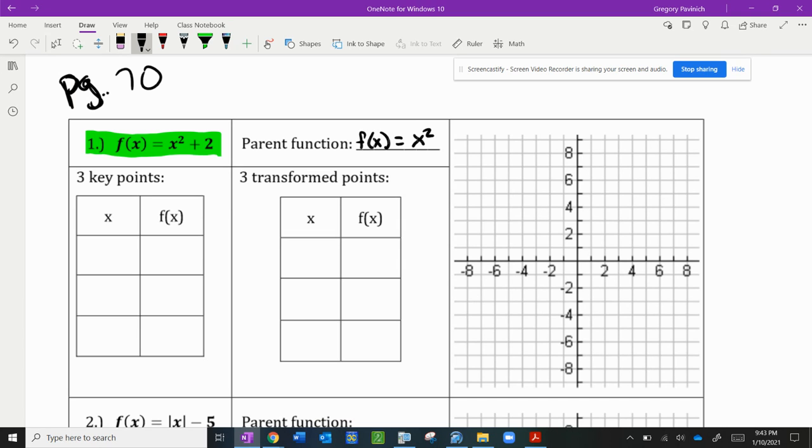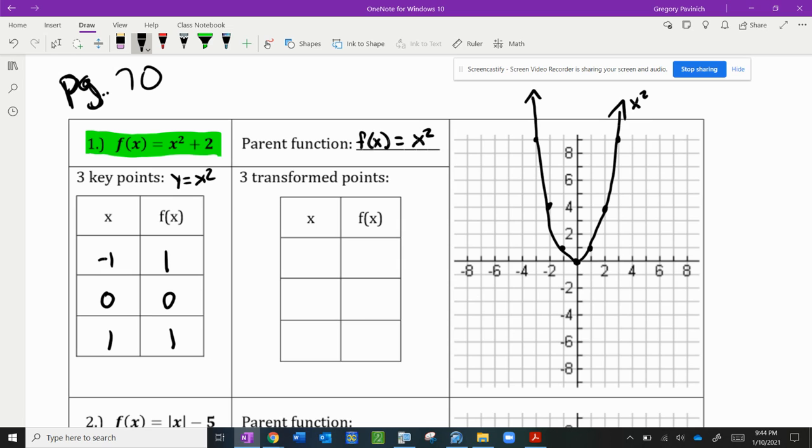And so we're going to plug in the 3 key points to our quadratic, and we are going to evaluate. So I'm going to plug -1 in for x squared, and -1 squared is 1, 0 squared is 0, and 1 squared is 1. And I'm going to come over here and graph my parent function. Might graph a couple extras. 2 squared is 4, -2 squared is 4, and 3 squared is 9. And here is my parent function. We've already looked at this function.